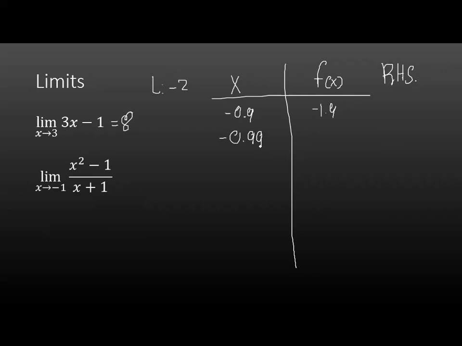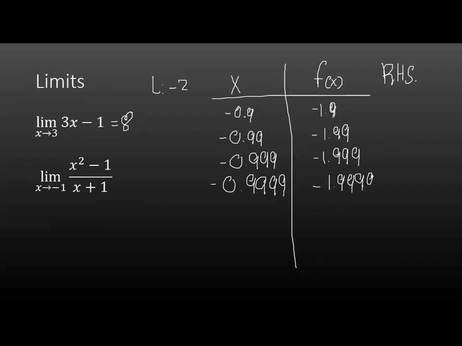So let's take a look. It's negative 1.99. Let's make it even closer, so we will have negative 1.999. And I think we're going to stop right here, because we already know what value it's approaching. So negative 1.9999. Here, as x values approach negative 1 from the right side, we have these results.